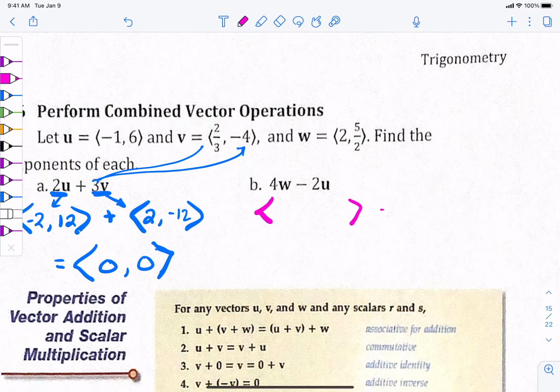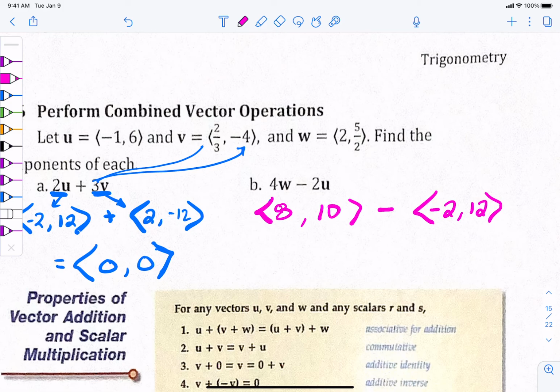4w minus 2u. So it'd be 8, comma, what's 5 halves of 4? 10. 8 comma 10, and then 2 times u. Where's u? Oh, minus 2. Wouldn't it be positive 2? It'd be 12. It'd be negative 2, 12.